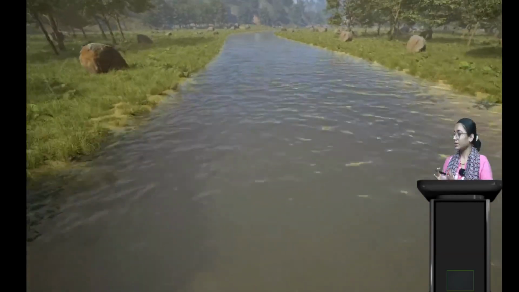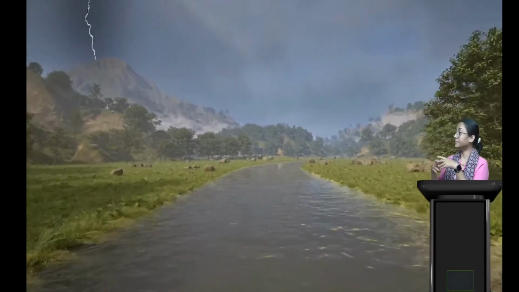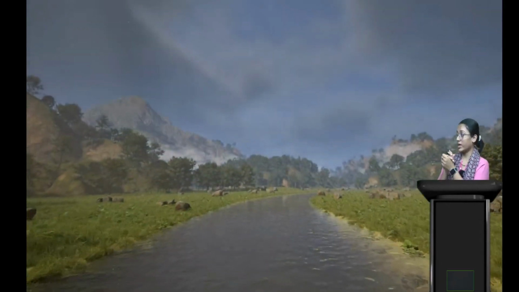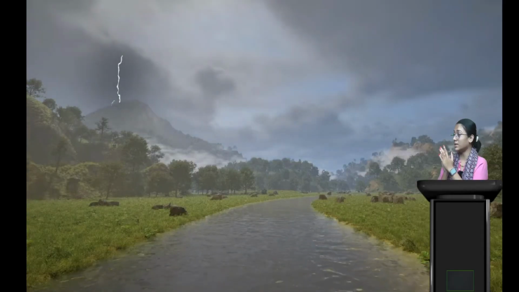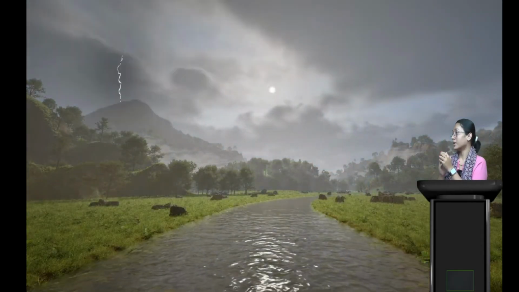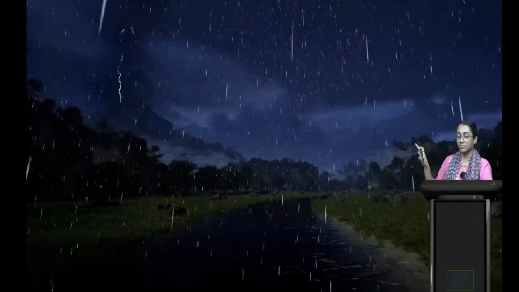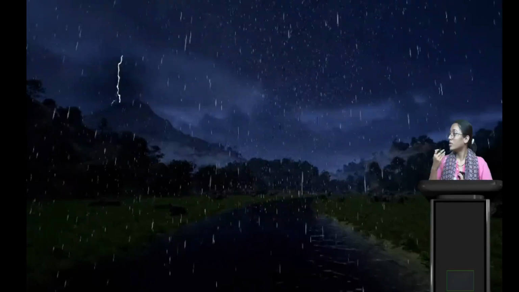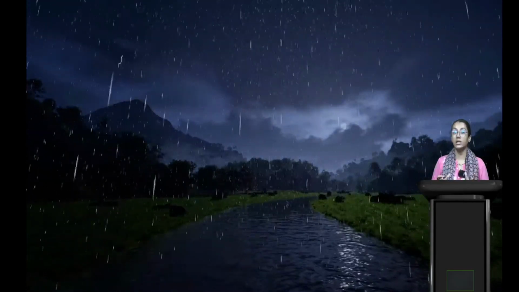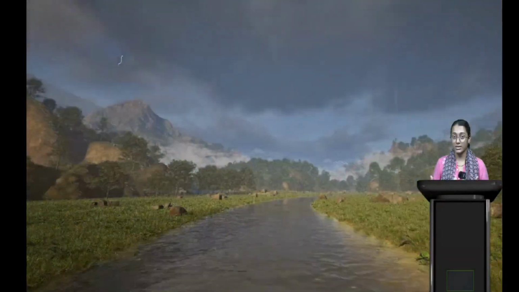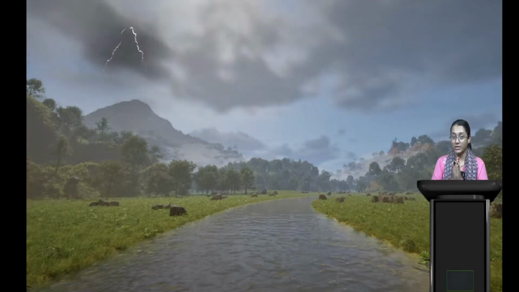See, there is this beautiful river, and what kind of weather is there? Right, rainy weather, isn't it? And see, there is heavy rain happening. So much rain, isn't it? Whenever there is too much rain, usually what happens? Everything around us gets covered up by water, isn't it? Which we generally call a flood.